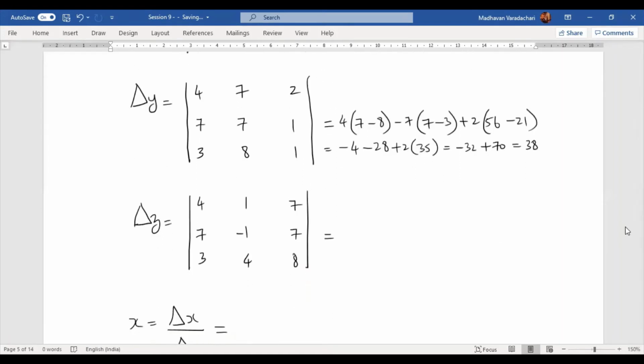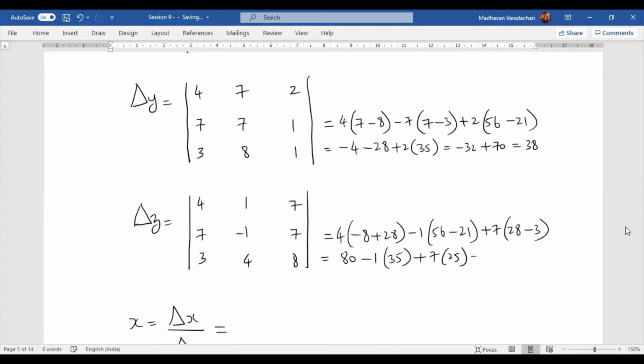Now this determinant, again expanding through the first row, 4 times minus 1 into 8, minus 8, 7 into 4, 28, minus 1 times 7 into 8, 56, minus 21, plus 7 times 7 into 4, 28, 3 into minus 1, minus 3. This will give you, this is 20, so 4 into 20 is 80, and this is minus 1 times, this will give you 35, this is 25, so 7 into 25. So this will be 80 minus 35 plus 7 5s are 35, 3 7s are 21, 14 plus 3, is 175. Something wrong? I think something is wrong.